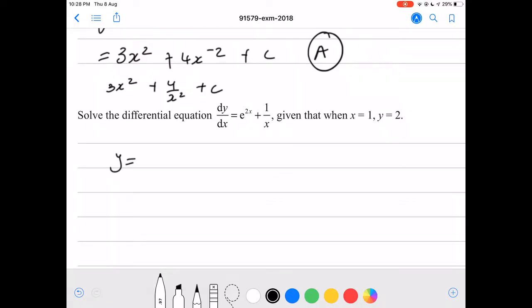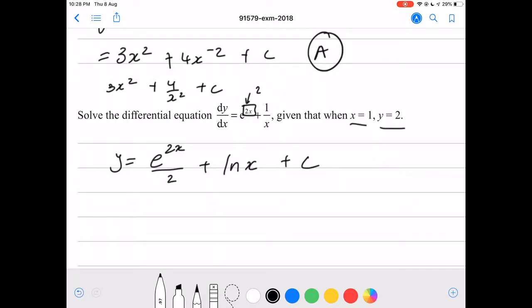The integral of e to the power of 2x: you differentiate the power, so the differentiation of 2x is 2. So now we're going to divide everything by 2. So e to the power of 2x divided by 2 plus, 1 over x integrates to ln of x. And don't forget the plus c at the end.